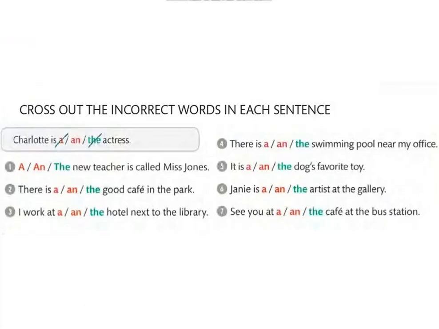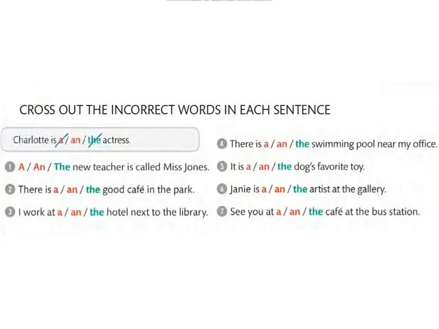Let's do this practice together. Cross out the incorrect words in each sentence. Okay, so you will tell me what is the correct answer here. Charlotte is an actress. Actress starts with a vowel, so we use an, not a. An actress.